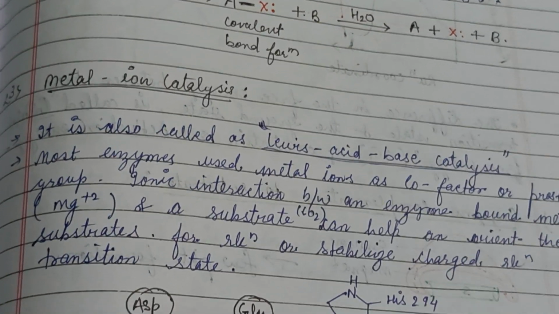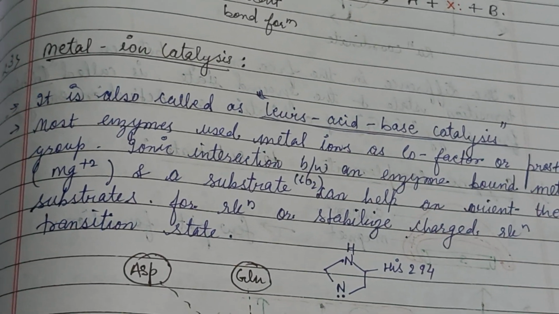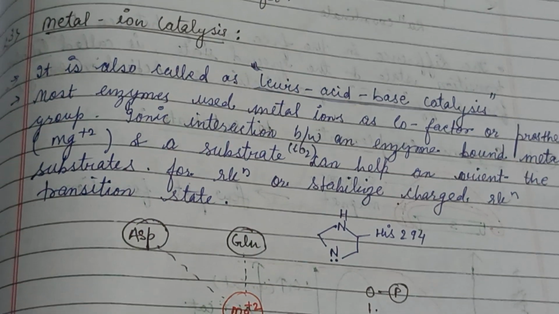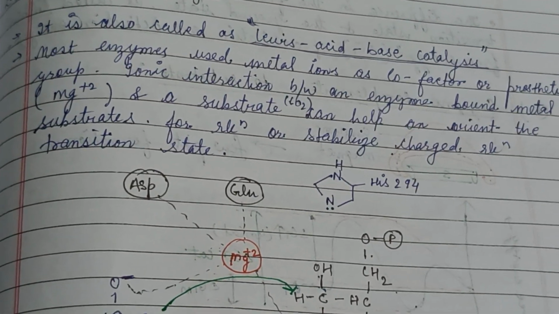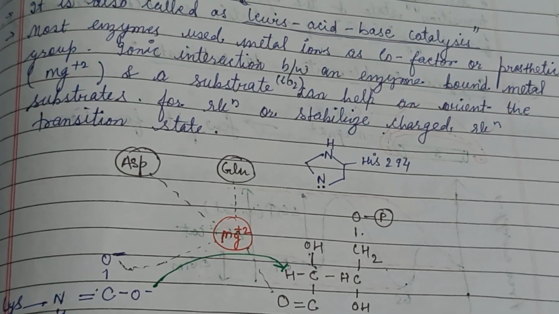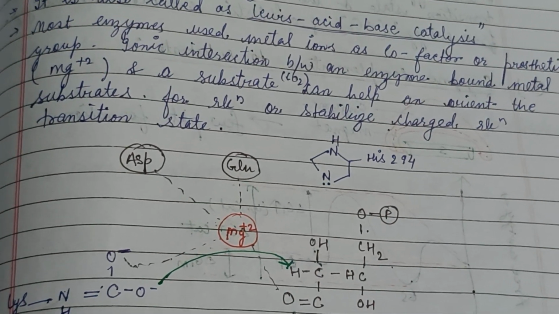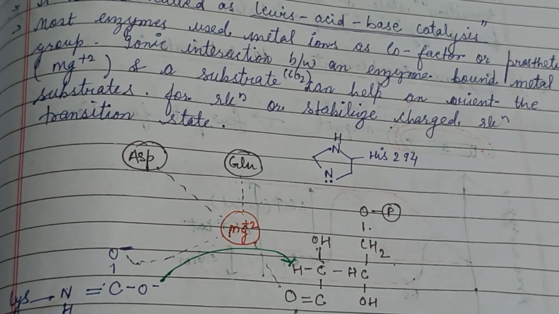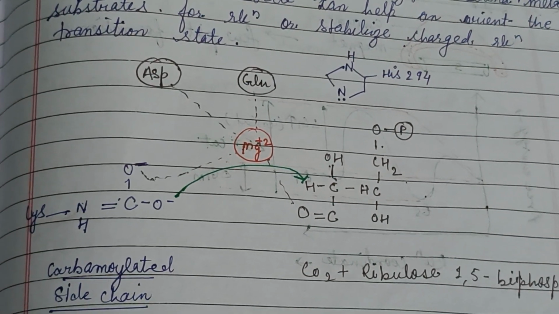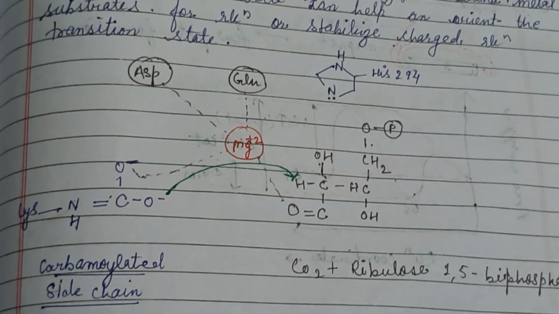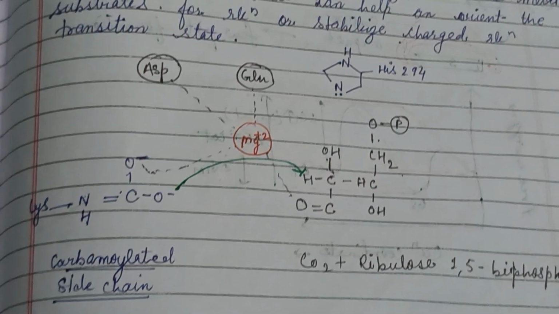The third one is the metal ion catalysis, which is also called the Lewis acid-base catalysis. So ionic interaction between an enzyme-bound metal, that is Mg2+, and a substrate can help orient this substrate for the reaction or stabilize the charged reaction transition state. So carboxylated side chain CO2 plus ribulose 1,5-bisphosphate.